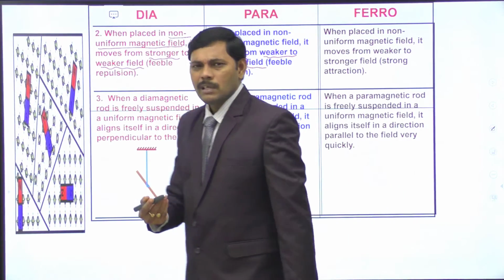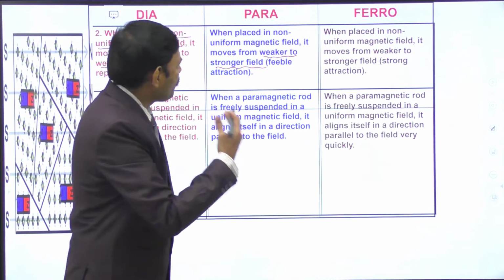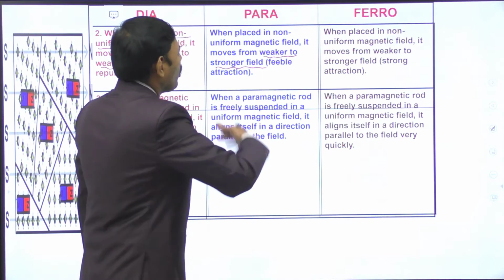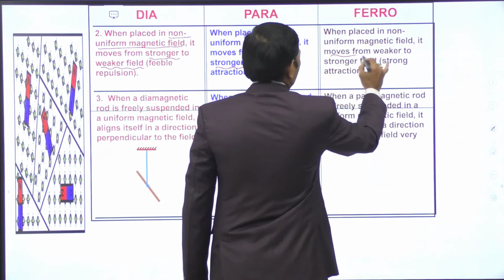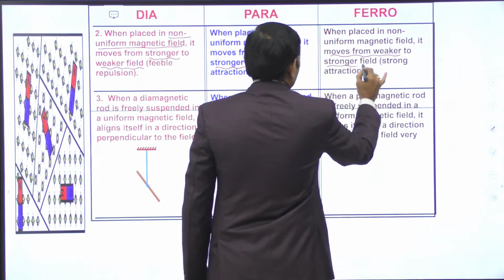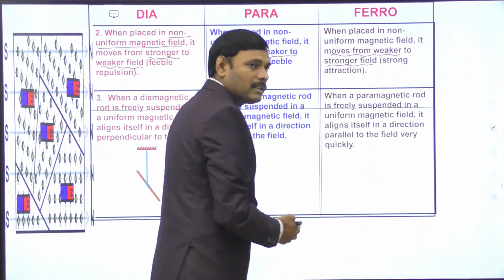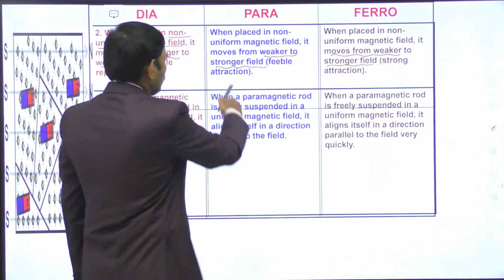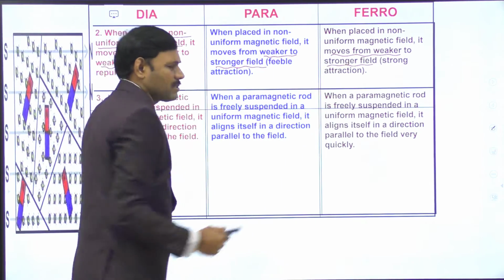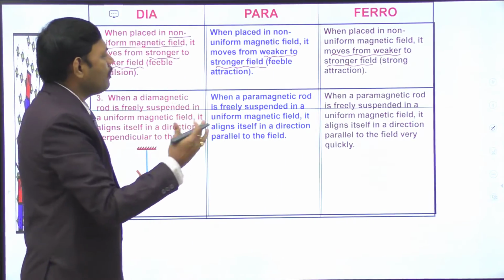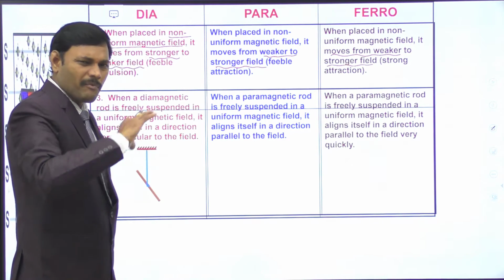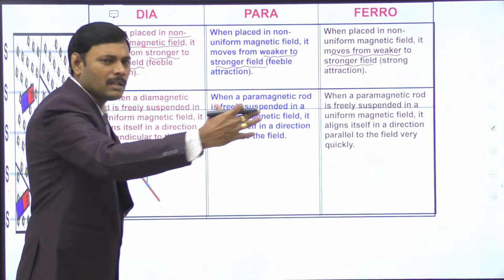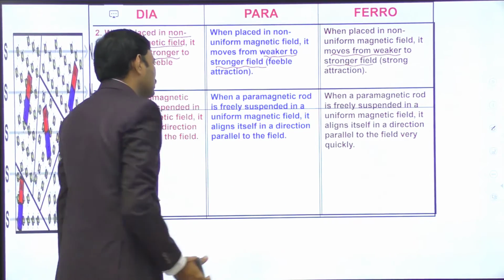The same property is shown by ferromagnetic substances with a more intense effect. So they also move from weaker to stronger because they are attracted by the magnet. So strong attraction, feeble attraction, strong attraction, that is the difference. But anyhow, para and ferro both move in a non-uniform magnetic field from the weaker region to the stronger region, feebly and strongly, that is the difference.